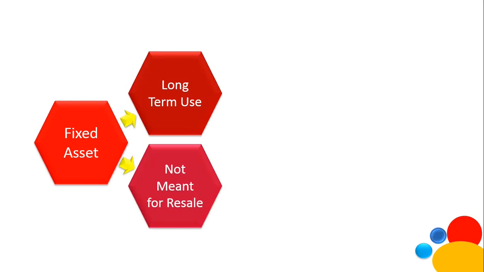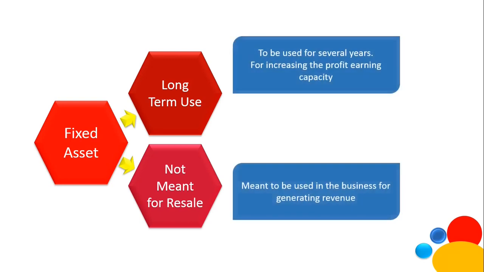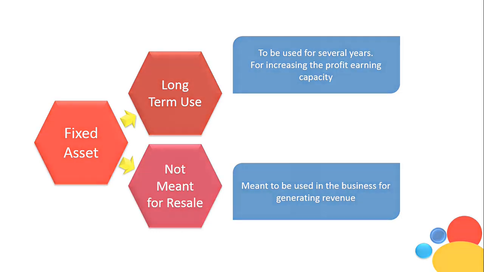The two basic features of fixed assets are: number one, these are meant for long-term use in the business enterprise, and number two, these are not meant for resale. These are acquired for use in the business for producing other goods and services, and thereby help in income generation. So we can see that fixed assets are meant to be used for several years in a business for increasing the profit earning capacity, and these are not meant for resale. These are used for generation of revenue.